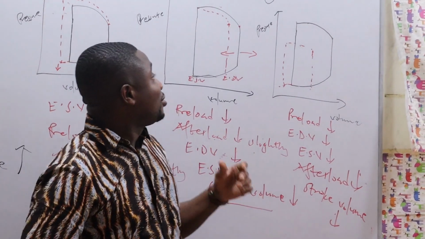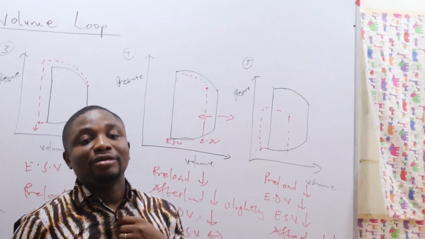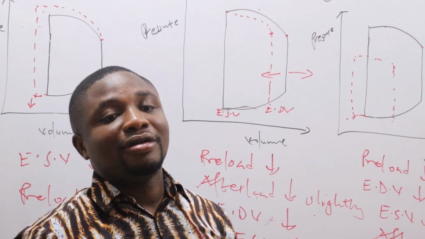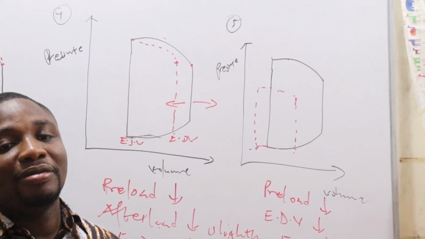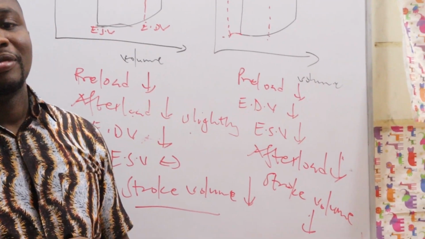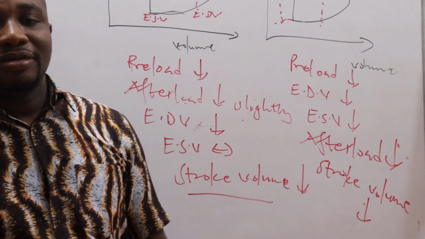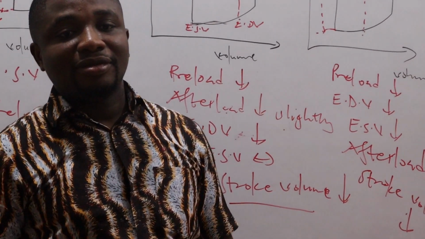Okay. So for the fourth one, the preload will decrease. Afterload will be decreased also slightly. End diastolic volume will also be decreased, whilst the end systolic volume will remain the same. So meaning that the stroke volume will be decreased.